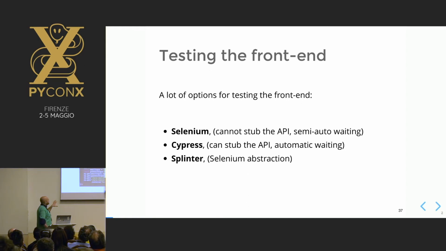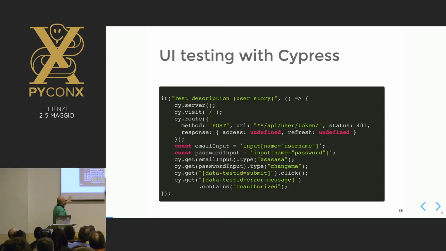This is how a test with Cypress will look. We will have a user story, and here I am faking the API. I am faking a post request to the user token endpoint, giving my front end an unauthorized status. From there, I can assert that the UI contains the unauthorized message for the user.